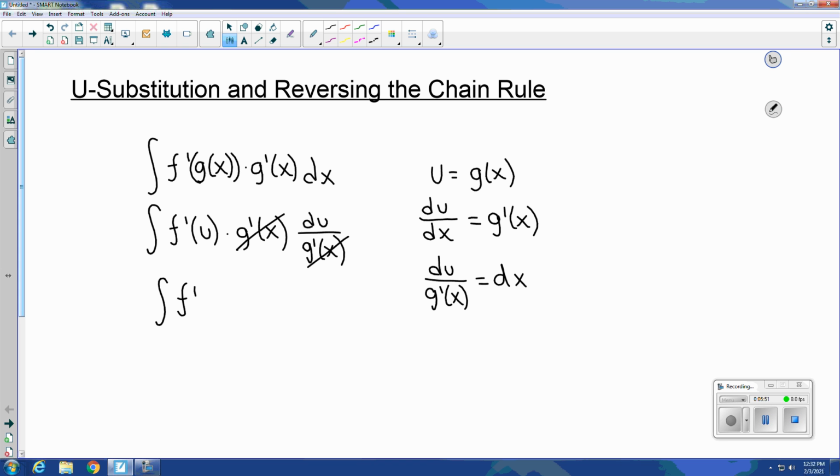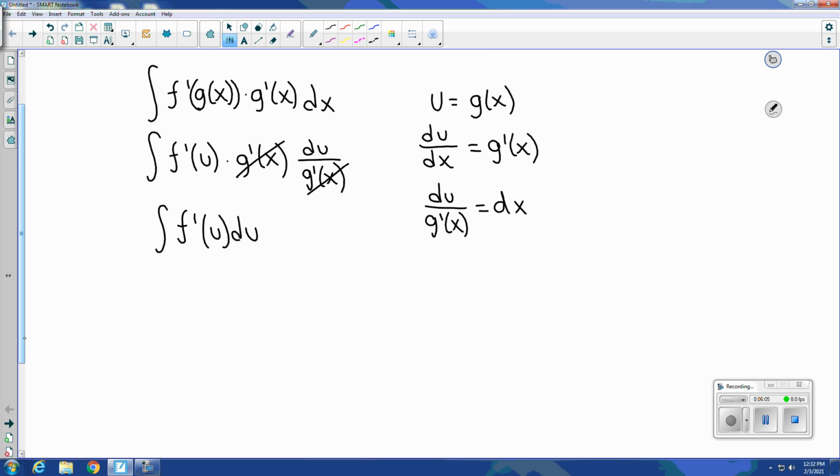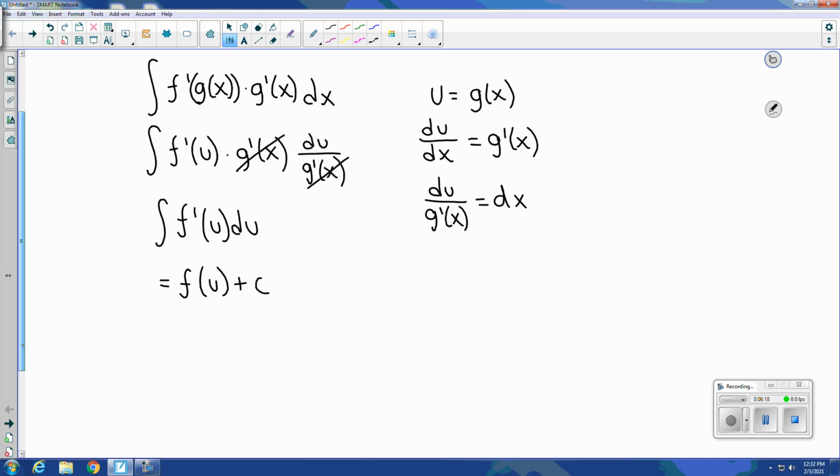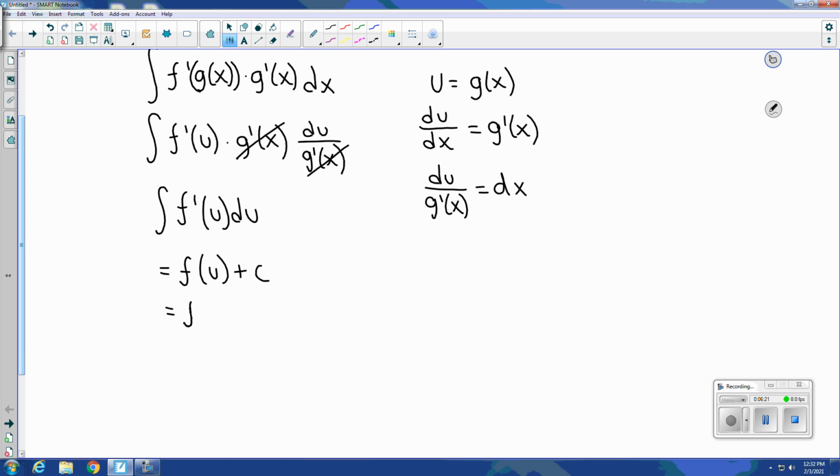So we have this as a result. From where we started to where we are now, you can see there's a drastic difference, in a much more compact, easier to deal with function. Anti-differentiating f prime will just get us f. So f of u plus c. However, the original evaluation required us to integrate with respect to x, so my final answer should be with respect to x. So all we have to do is back substitute that u, which we defined to be g of x. And here is our antiderivative, f of g of x plus c.